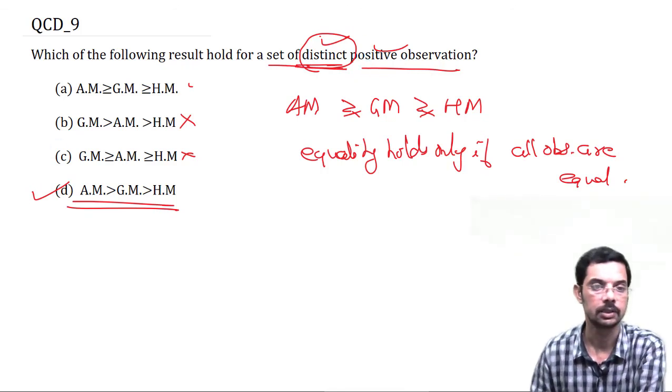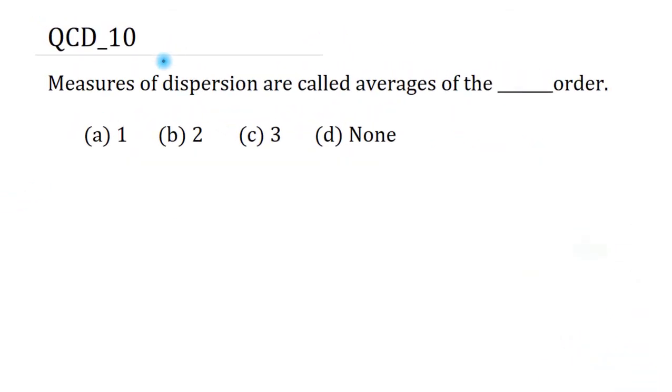Okay, next question, question number 10. The measures of dispersion are averages of what order? Okay, so we have discussed in the introduction part of dispersion that measures of dispersion are called averages of the second order. Option B is the correct answer.